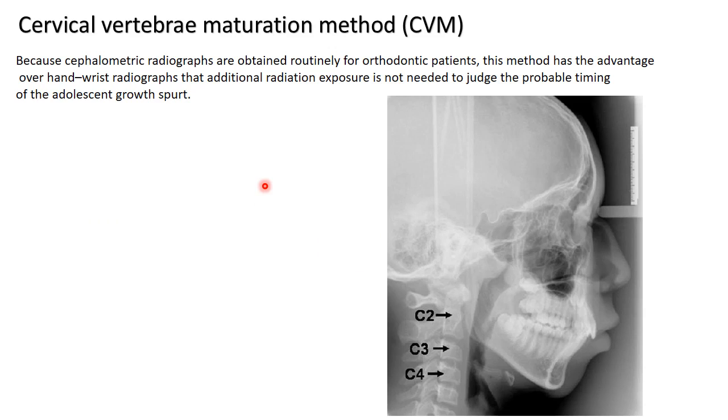The second way of assessing the growth spurt or skeletal maturity is the cervical vertebrae maturation method. Because cephalometric radiographs are obtained routinely for orthodontic patients, this method has the advantage over the hand-wrist radiograph that additional radiation exposure is not needed to judge the probable timing of the adolescent growth spurt. And when looking at this cephalometric radiograph, assessing the cervical vertebrae C2, C3 and C4, according to the shape and the size of these vertebrae, we can assess the skeletal maturity, or the growth spurt of the patient.